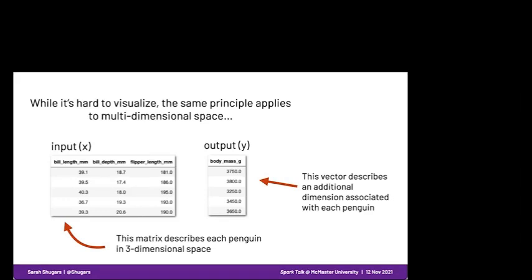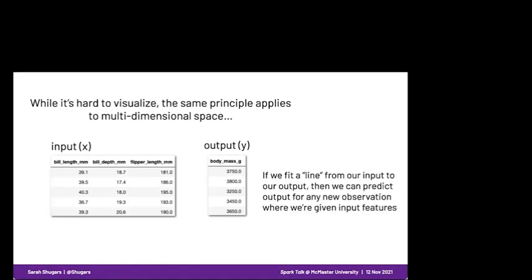So here we have a matrix that describes each penguin in 3-dimensional space as our input matrix, and then we have an output vector, which describes an additional dimension that is associated with each penguin. If we can imagine this multi-dimensional space, we could again fit a line from our input to this output, and that would allow us to predict new output values for any new input that we saw. So if we got bill length, bill depth, and flipper length for a new penguin, we could predict, in this example, its body mass, which is our output vector.